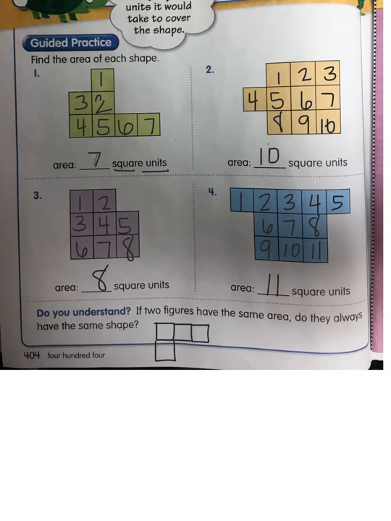Okay, there's a 4 square unit. So 1, 2, 3, 4. And here's another 4 square unit. 1, 2, 3, 4. I want you to draw those. Do those have the same shape? No.